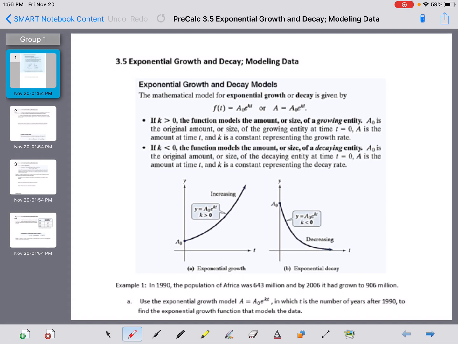Okay, so we're going to start with exponential growth and decay models, okay? When you have something that continues to grow, population is often used this way. The spread of the coronavirus is used this way right now. It's growing exponentially, is how they describe it. So it's increasing. So that looks like our first graph here.